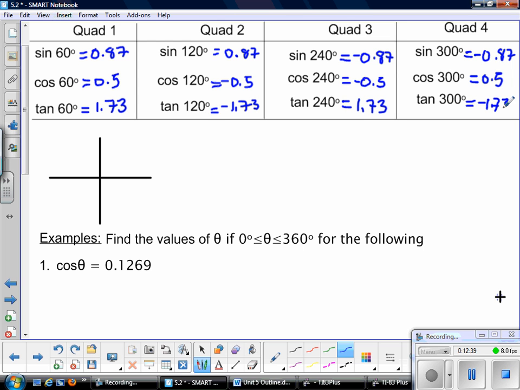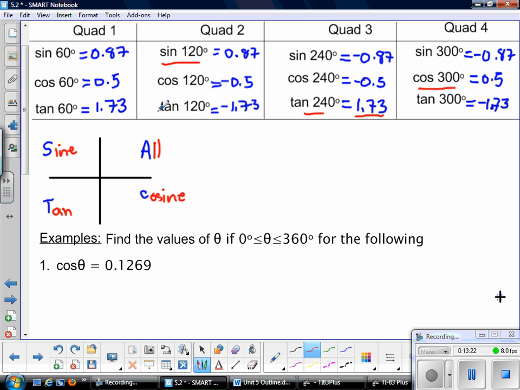So the reason we call this the cast rule is because it tells us that in certain quadrants, certain ones are positive and certain ones are negative. So in the first quadrant, all of them are positive. You can see all the ratios are positive. In the second quadrant, it's only the sine that is positive. In the third quadrant, you can see that it's only the tan that was positive. And finally, in the last one, it's only the cos that was positive. Okay, and so that's important for us.